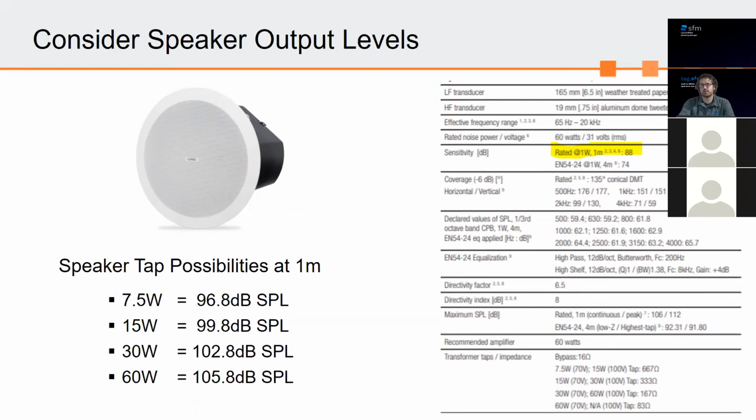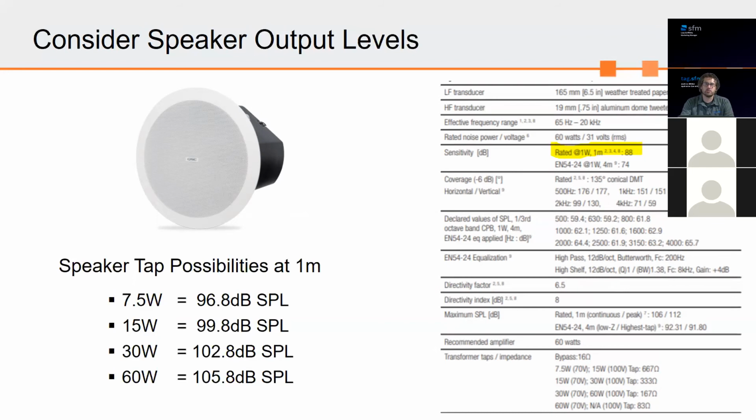I've even found an app for my iOS device, and I can punch the numbers in and it takes care of the math for me to tell me at 7.5 watts of power, I'm going to get 96.8 dB based on an 88 dB SPL sensitivity rating, right? And you can see how that increases based on our wattage at 15, 30, and 60. We're adding roughly a few dB each time of our increase.